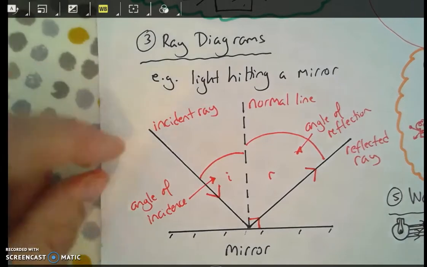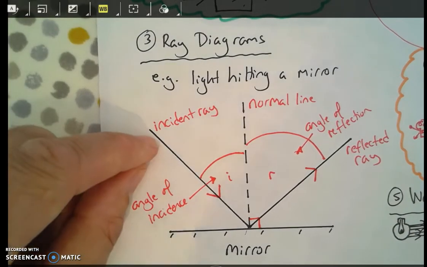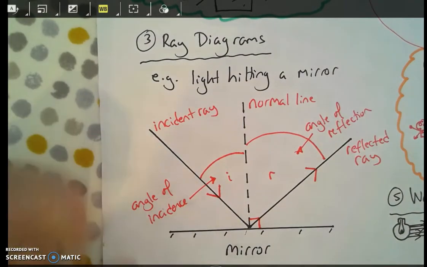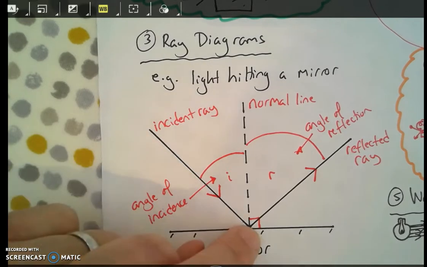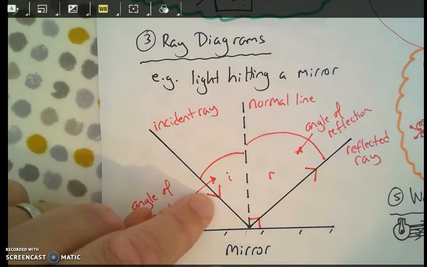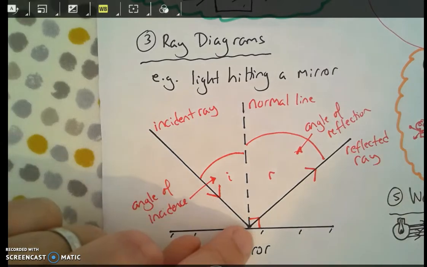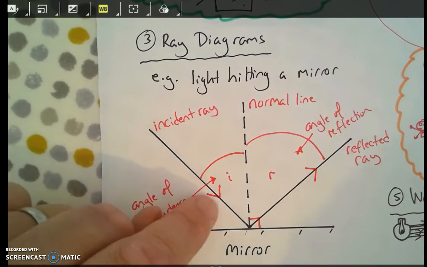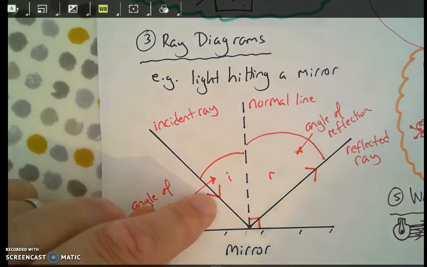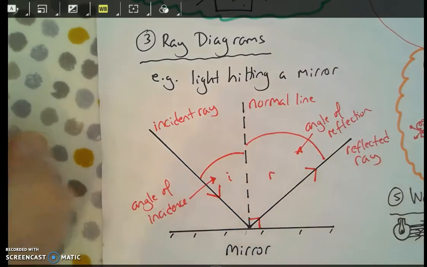The next thing is we show the ray of light or wave that's going to be hitting the mirror or the surface, and we show that as a line, and it's really important we put an arrow on it part way down. We don't put it at the end, we put it in the middle somewhere. But if you don't put that, you lose marks on the exam, so make sure you do that.